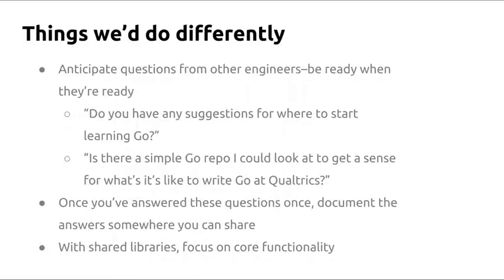Anticipating questions from other engineers: you kind of know what people will think about Go before you talk to them, and you ought to have some responses ready to the questions you know they're going to ask. You should write them down after they come up so that you can point the next person to your existing answer. We've wasted a lot of time answering the same questions over and over again.